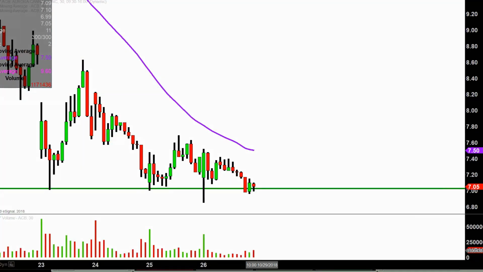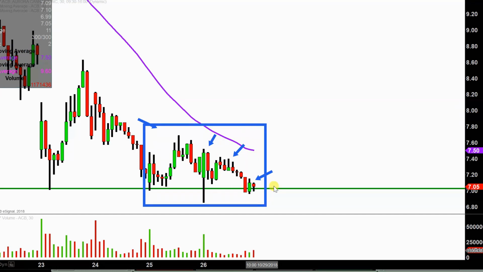Real quick, what do I mean by 30-minute in case maybe you're new to charts? Instead of each one of these candlesticks here representing one day's worth of price action, which is what you would normally see, each one represents 30 minutes. While that may look like a few weeks' worth of time, it's actually just the past 2 days broken down into 30-minute time slices.